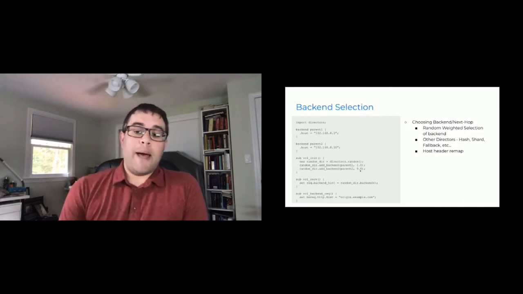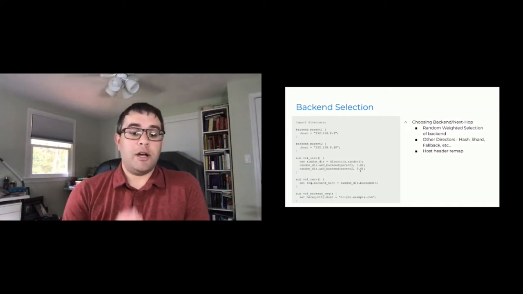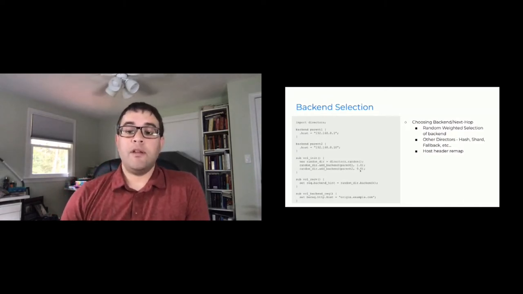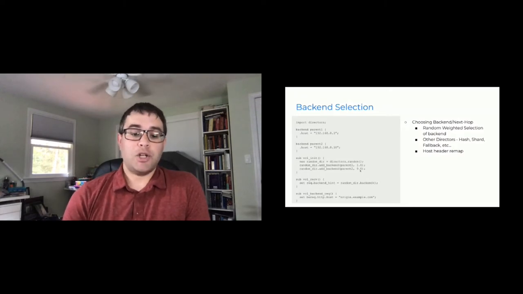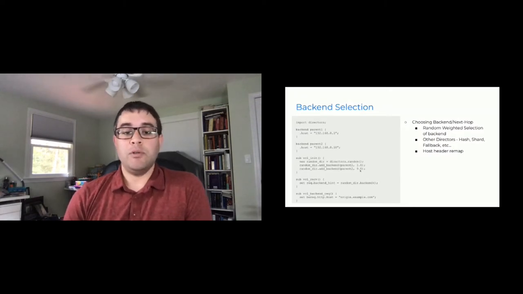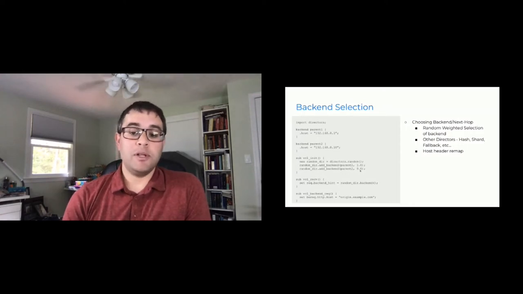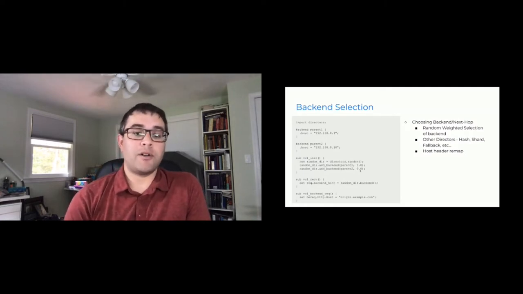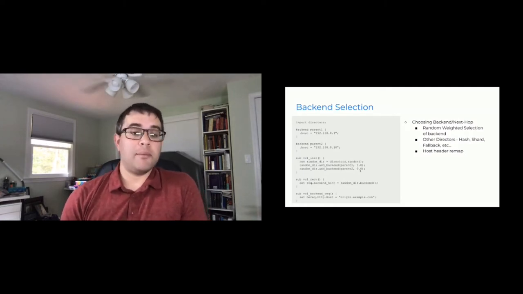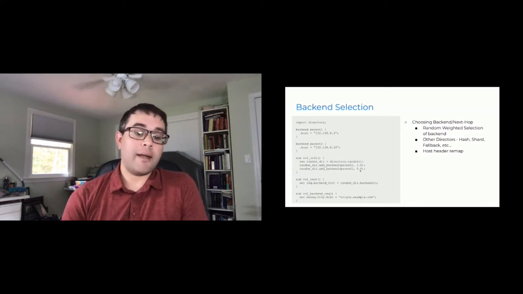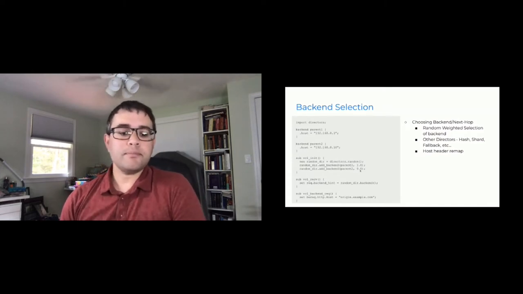There's lots of different directors available in Varnish. This is just a random one here. There's also hash and shard directors, which use the request URL in order to choose which backend should be used. Shard is a consistent hash and the hash is just a plain hash. And there's also a fallback director, which does a primary and backup selection based on the health of the backend as seen by the probes.